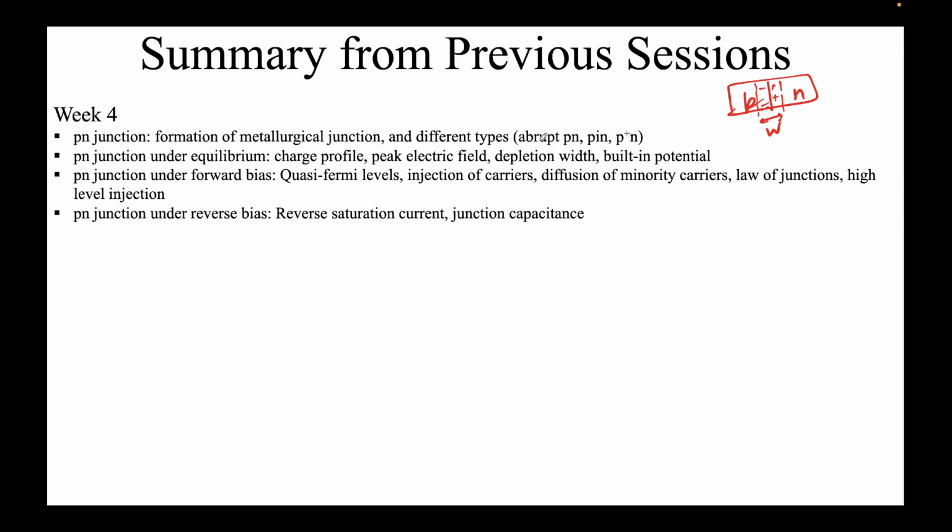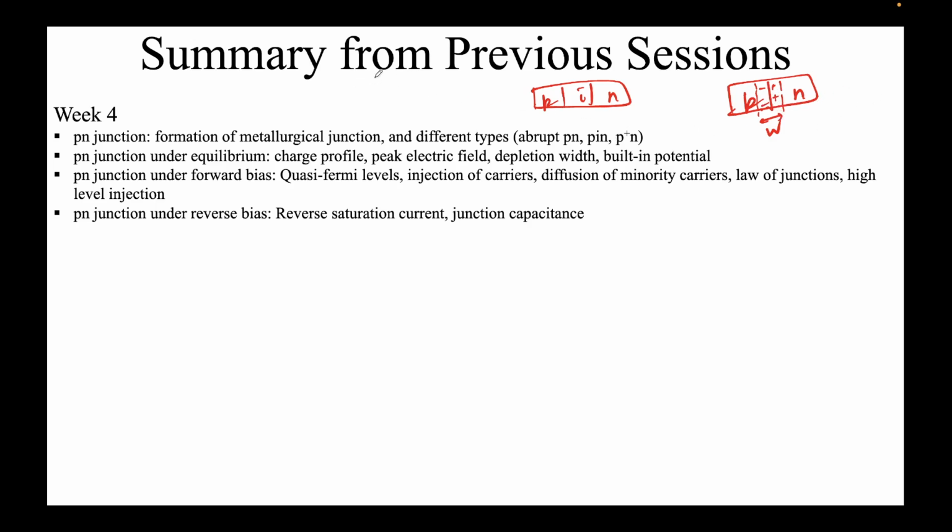And the different flavors that we saw, like this is an abrupt p-n junction. They can be p-i-n junction. P-i-n is nothing but p, then you have an intrinsic region and an n. P plus n means this p-type is heavily doped. So we saw the charge profile, how it looks like, and we used a depletion approximation. We saw that the electric field peaks at the metallurgical junction. We derived some expressions for depletion width and a very critical parameter, the built-in potential.